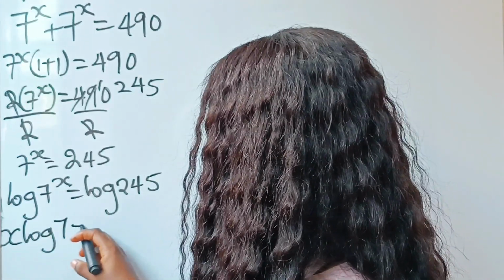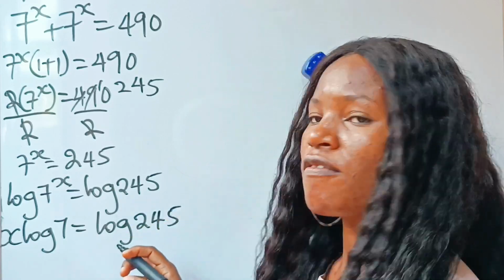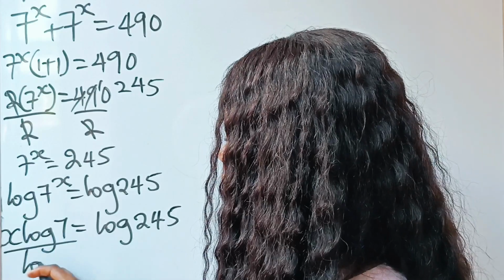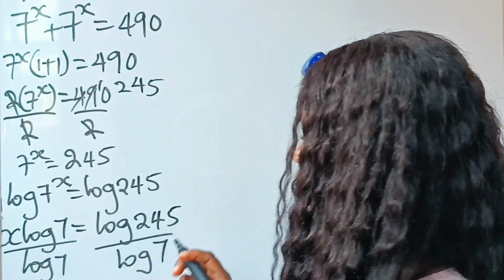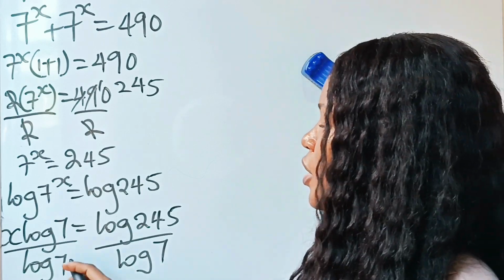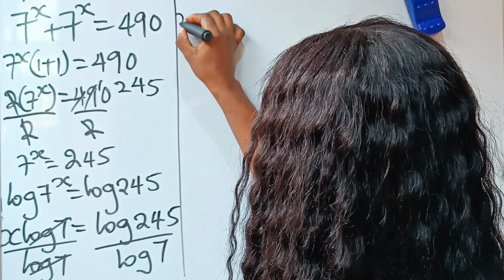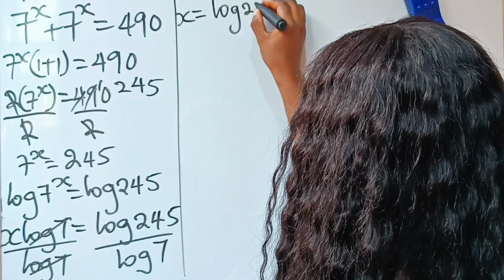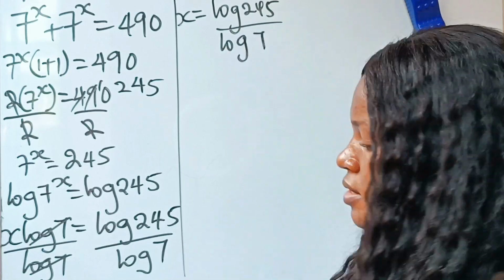x log 7 is equal to log 245. All right, now I'm going to divide through by log 7 since I'm looking for the value of x. So that is exactly what I did, and you will notice that this will cancel this, and we have that x is equal to log 245 divided by log 7.